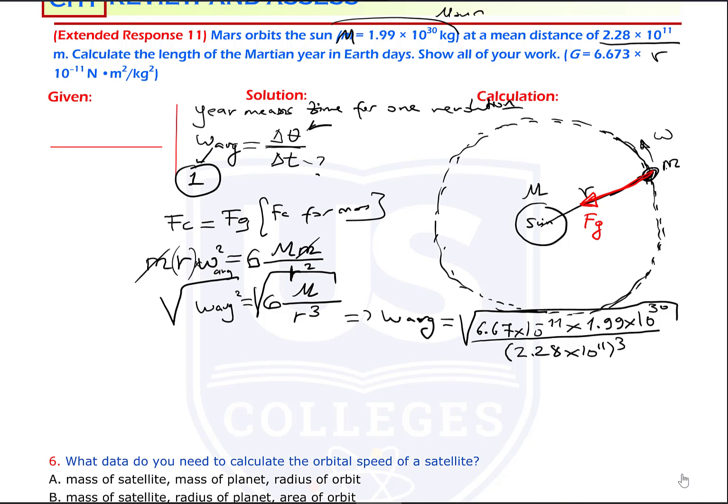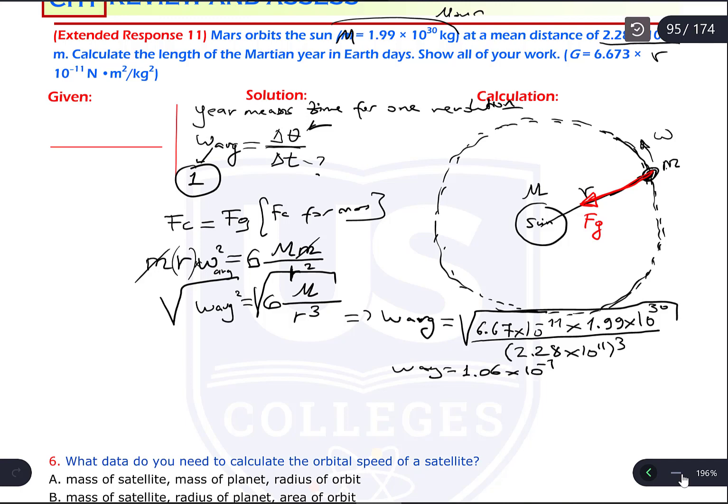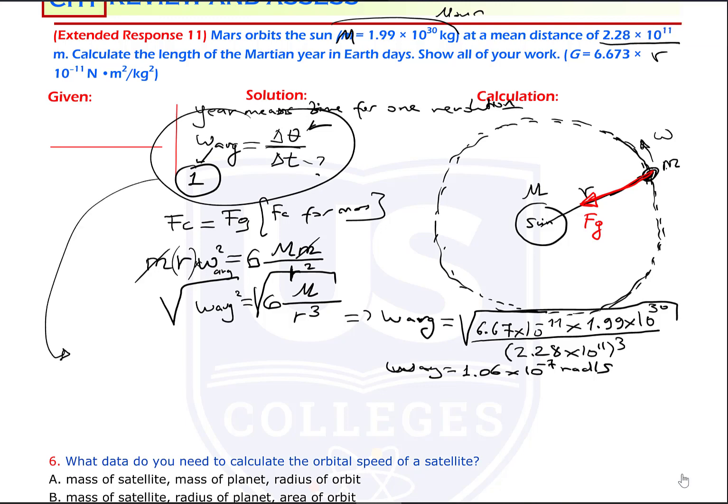After that, press the square root. The result is going to be, so omega average for Mars is going to be 1.06 times 10 to the power of negative 7 radians per second. Now we have the average angular speed for Mars. Then I can use this equation. So let's go on, because I will calculate delta t from delta theta and omega average.